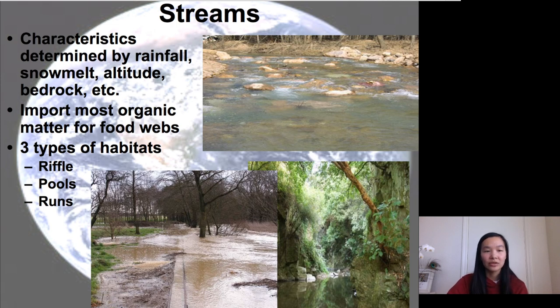So that's just an example of different habitats in the stream that can support these micro ecosystems. They support different organisms that are better adapted to live in slower moving water or faster moving water or something like that.